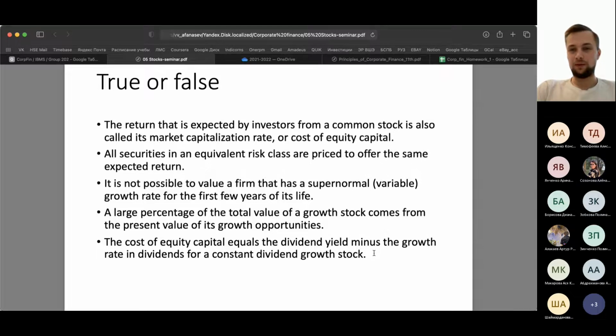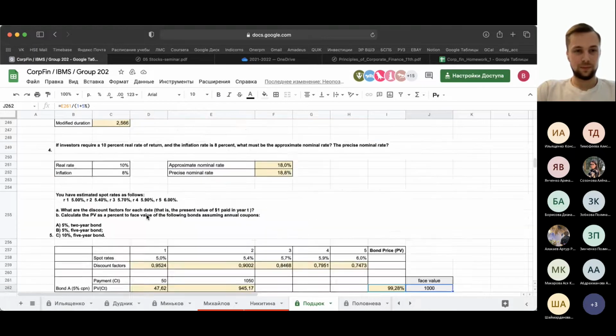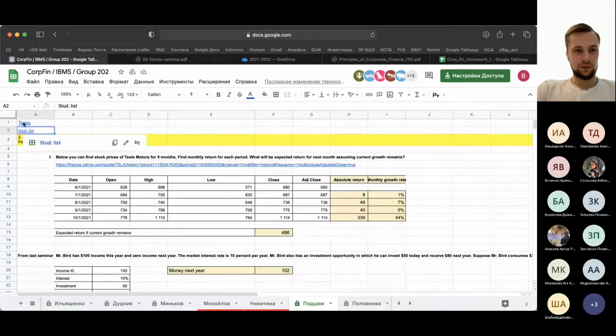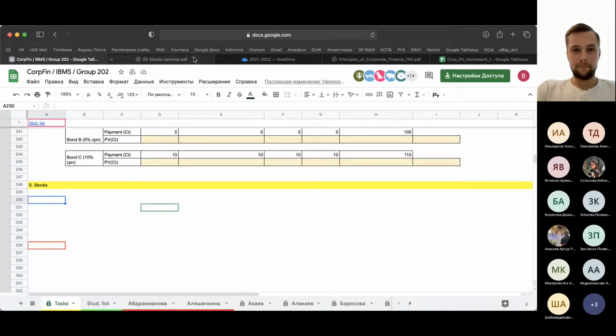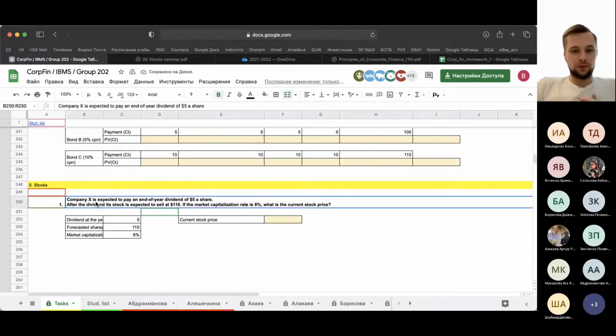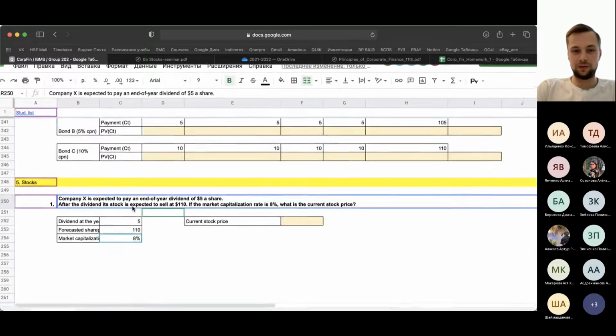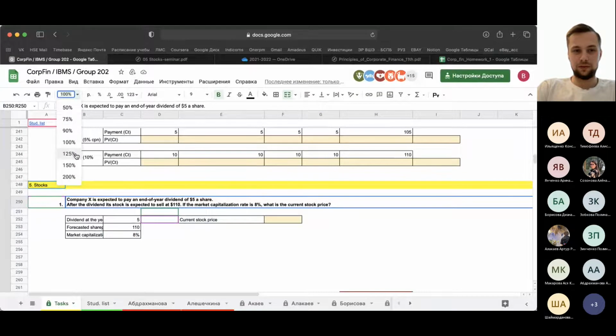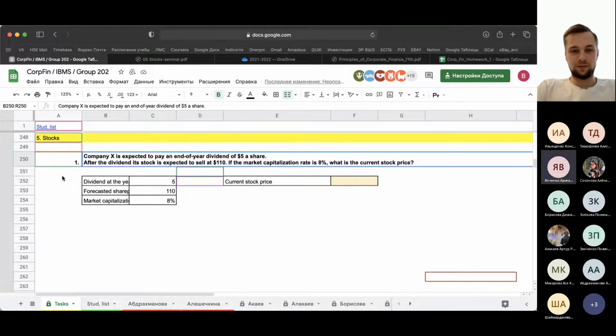Okay, is it clear for everybody? Can we move on? Yes. Okay, then let's go to the spreadsheets. I will copy the tasks. Okay, let's start with a very simple task. So we have some company X. Can you see the text from here, or should I make it a little bit bigger? It's okay. I can do it like this.